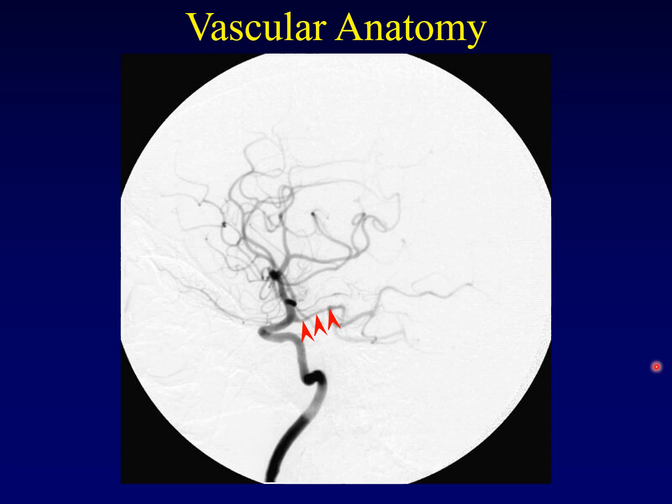What's this artery headed back? Well, it's coming off of the distal portion of the internal carotid artery, and it's headed back and it's feeding into the posterior cerebral artery. That's our posterior communicating artery headed posteriorly.